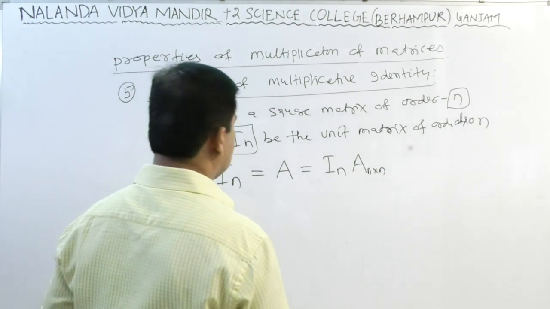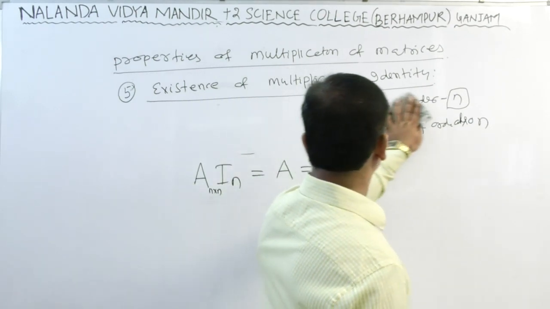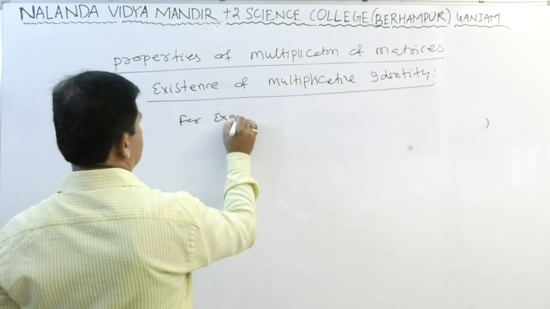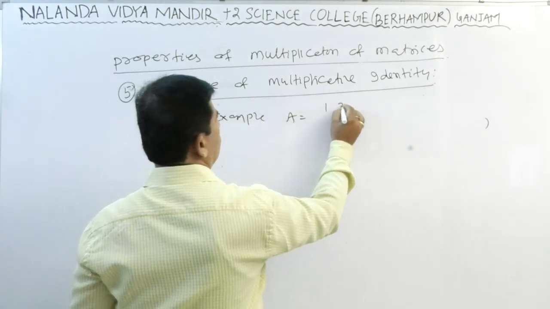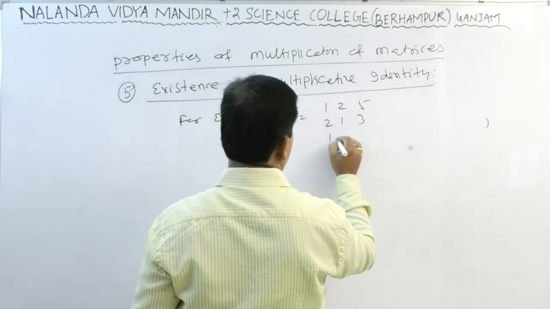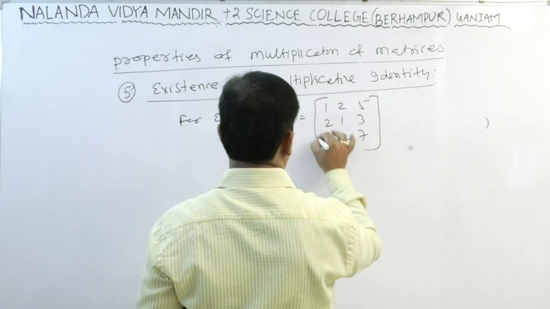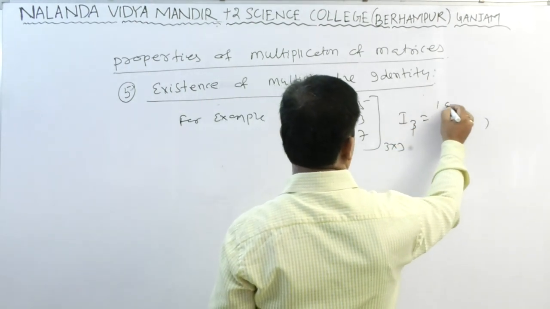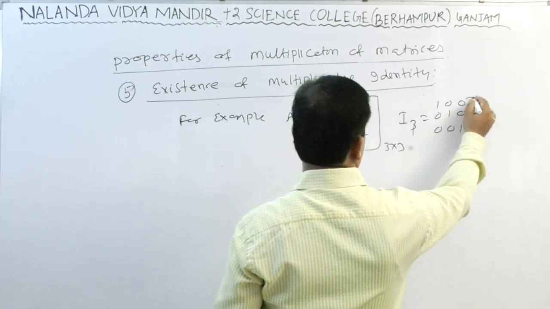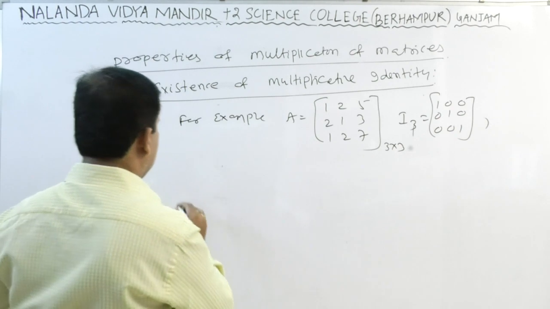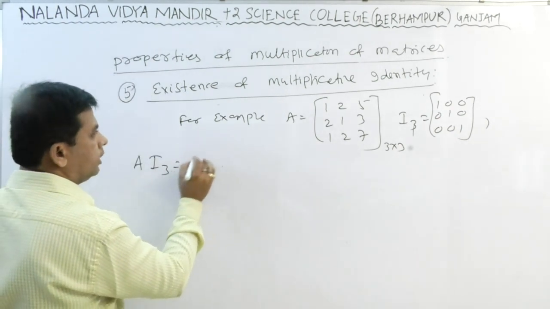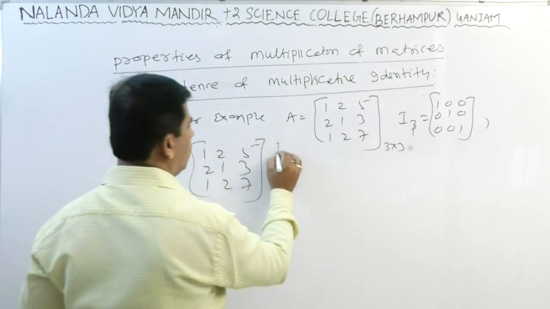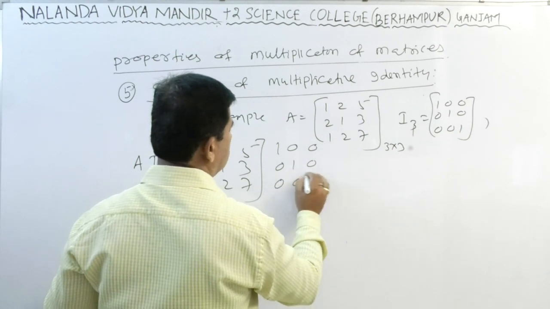For example, A is equal to [1, 2, 5; 2, 1, 3; 1, 2, 7], of order 3, and I is the unit matrix of order 3, that is [1, 0, 0; 0, 1, 0; 0, 0, 1]. We can multiply these two to get A into I3, that is [1, 2, 5; 2, 1, 3; 1, 2, 7] multiplied with [1, 0, 0; 0, 1, 0; 0, 0, 1].